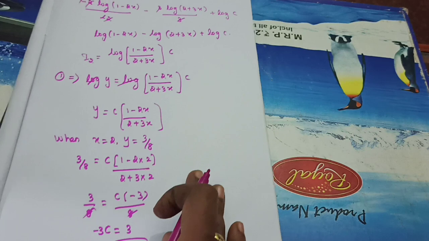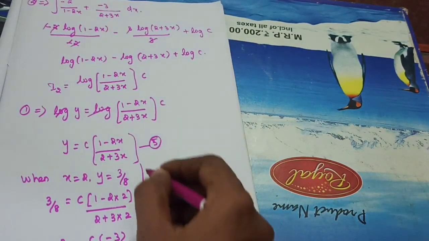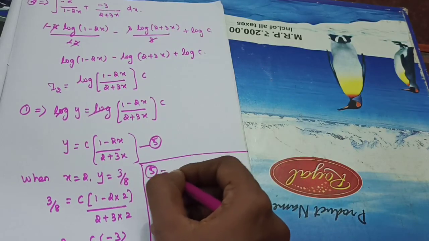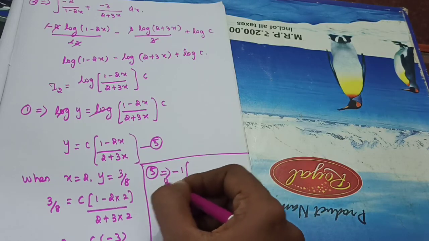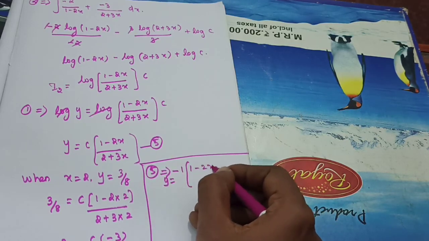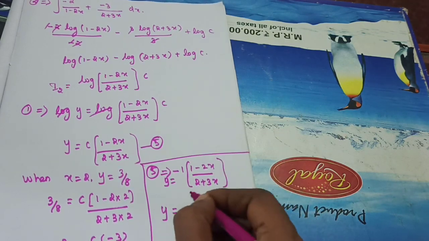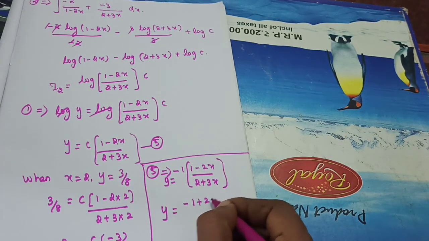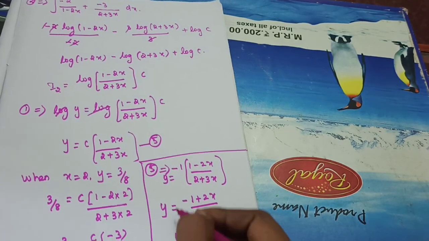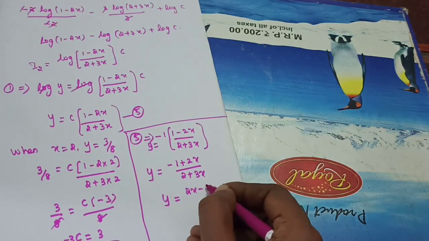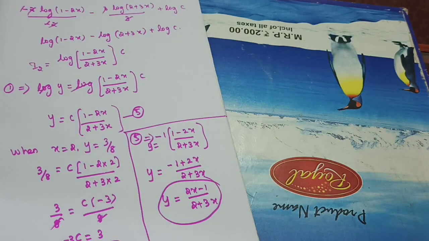Okay. So shall we take this as equation number 5? You can substitute it. Equation number 5. So minus 1 into y is equal to minus 1 into (1 minus 2x) divided by (2 plus 3x). Multiply with this minus, y is equal to (minus 1 plus 2x) divided by (2 plus 3x). Change the order. y is equal to (2x minus 1) divided by (2 plus 3x). This is the answer. Understand, students?